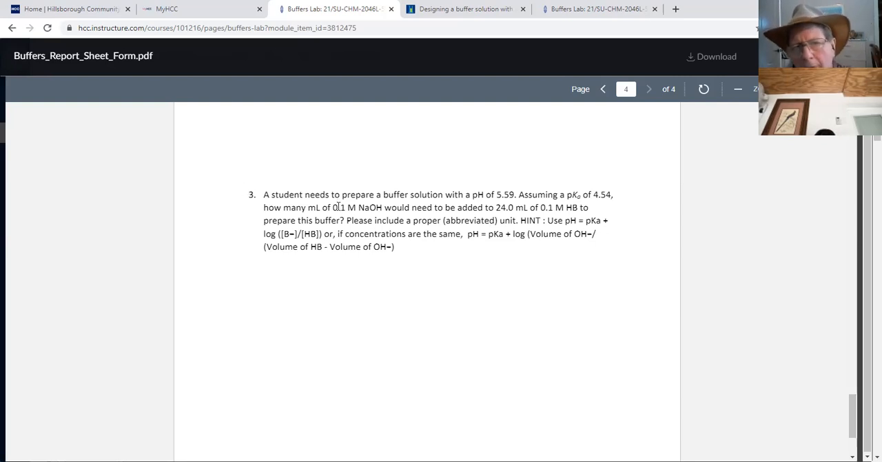All right. This one, we're adding NaOH to the HB. Okay? Concentrations are the same. Do you see that, Jennifer? Yeah, 0.1 for one. So if the concentrations are the same, you can use that modified Henderson-Hasselbalch I gave you. So literally speaking, you're going to plug in the 5.59 for pH, 4.54 for the pKa, plus the log of the volume of OH that you're solving for, divided by 24 minus the volume of OH.